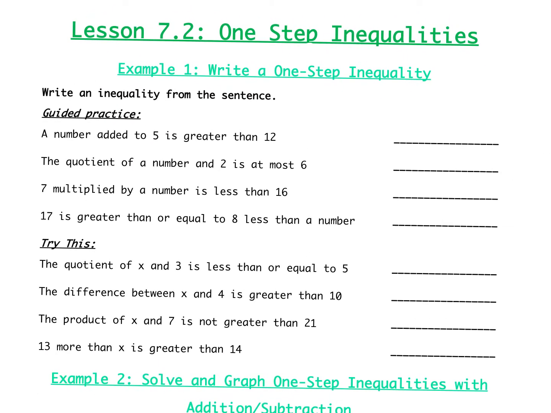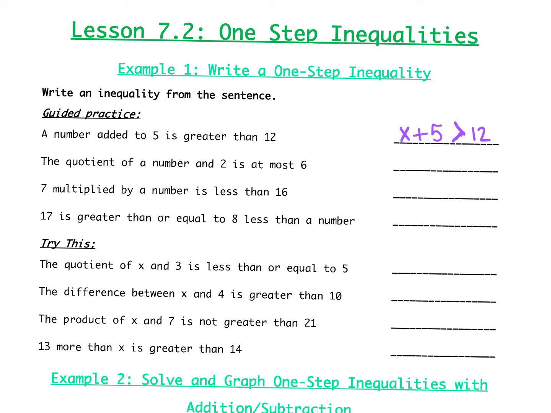A number added to 5 is greater than 12. Well, we don't know what a number is, so we're going to use x for that. Unknown values always get a variable. And added means we're adding. And 5 is number 5. And is greater than. If we go back and look at our box, is greater than is just greater than. This means it's going to be bigger than 12. And that's it. That's how you write it.